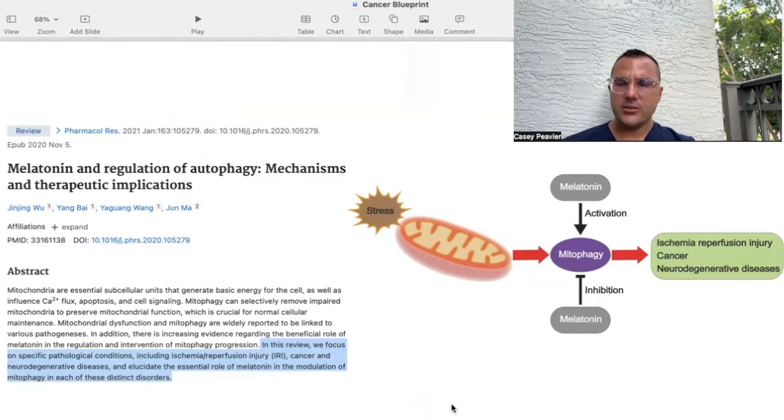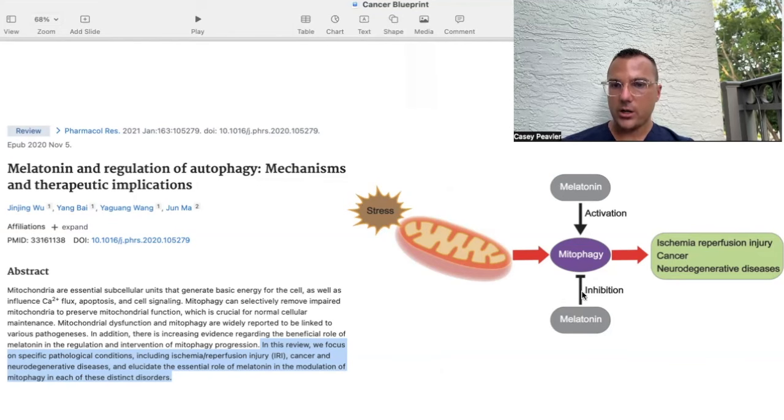Astounding. I'm going to end on this important slide, and that is a paper titled Melatonin and the Regulation of Autophagy, Mechanisms and Therapeutic Implications. And it says here that in this review, we focus on specific pathologic conditions, including ischemia reperfusion injuries, IRI, cancer, neurodegenerative diseases, and elucidate the essential role of melatonin in the modulation of mitophagy in each of these distinct disorders. So essentially, we have some stressor in terms of excess reactive oxygen species, oxidative stress, inflammation, hyperinsulinemia, hyperglycemia, a variety of cellular stressors that leads to mitophagy, and melatonin is responsible for basically both the gas and the brake of this process.